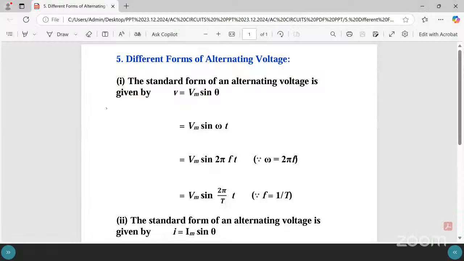Next one, current. If it is a current, it is a voltage. Totally it is related to voltage. Now I want to go for the current.